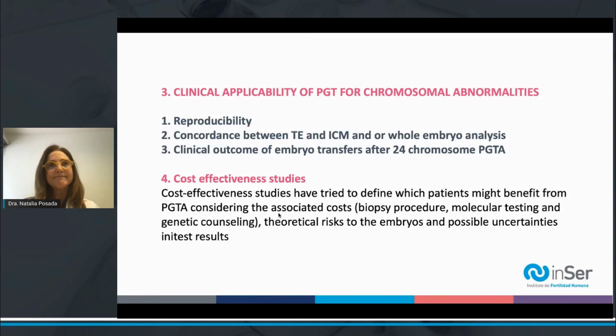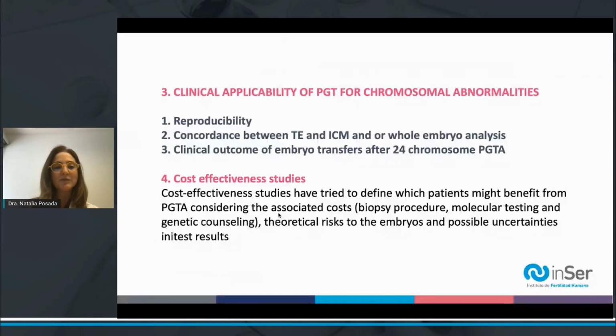So, which patients really do benefit from PGTA analysis in a cost-effective manner? It seems for now that advanced maternal age women seem to be better indications than good prognosis patients.